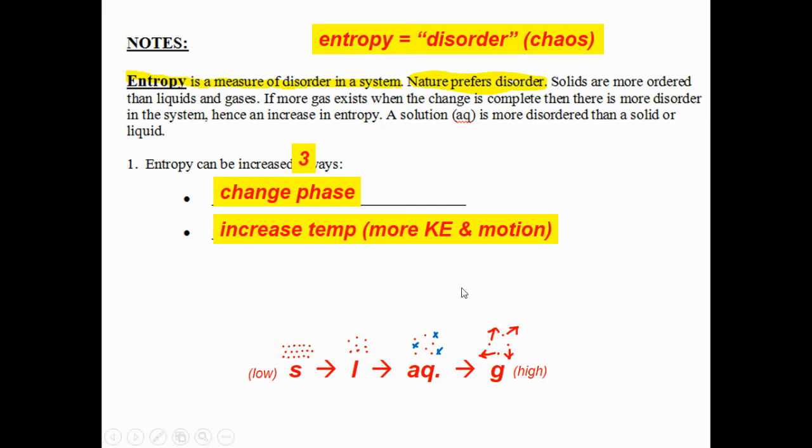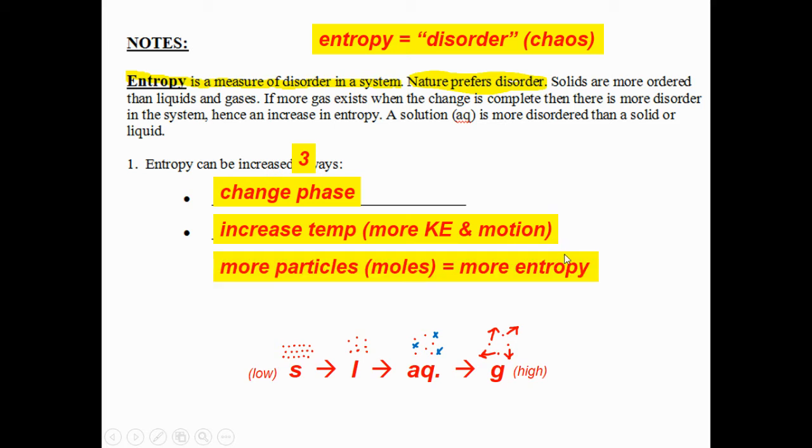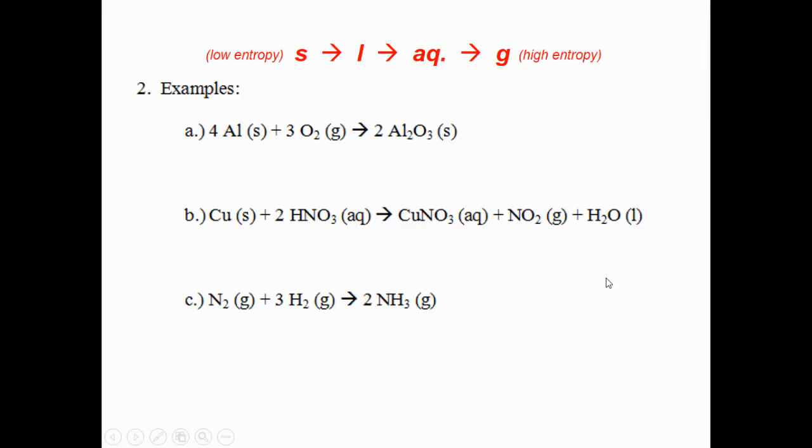If we increase the temperature, then there's more kinetic energy, then there's more particle motion. That will also increase the entropy. And then if we also have more particles or more moles of a substance, then it will have more entropy. There's more stuff, there's more particles moving around, so that would be more entropy.